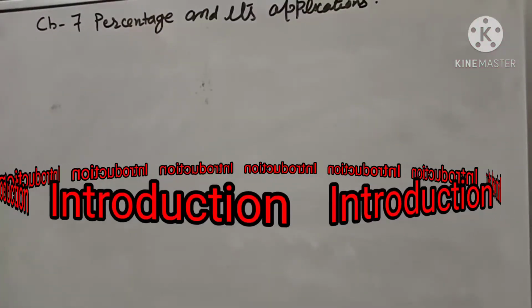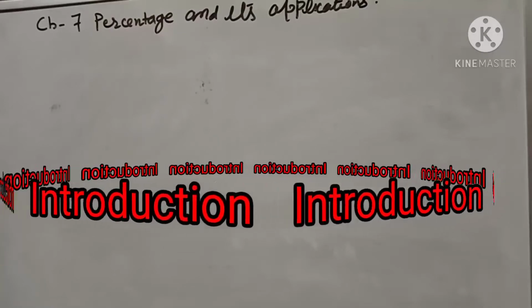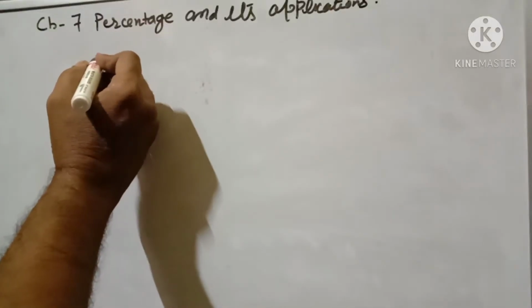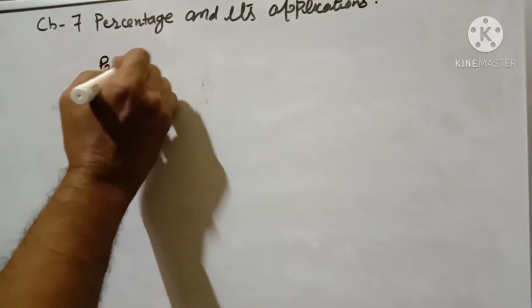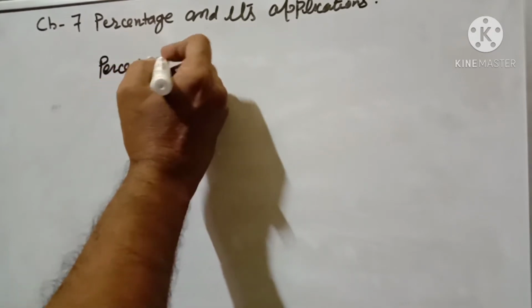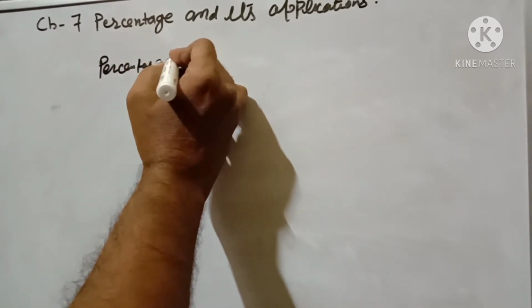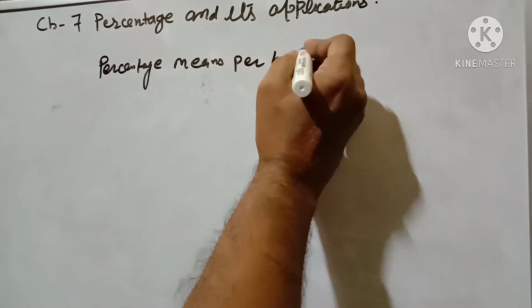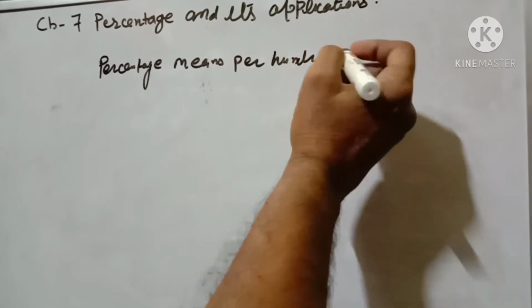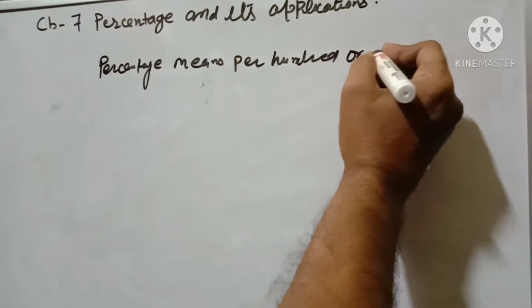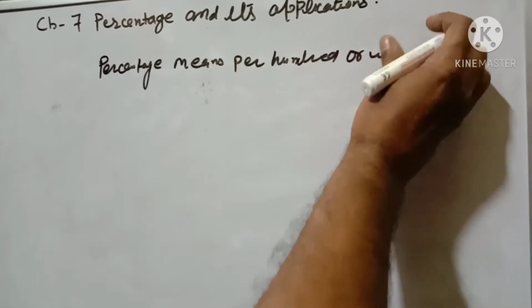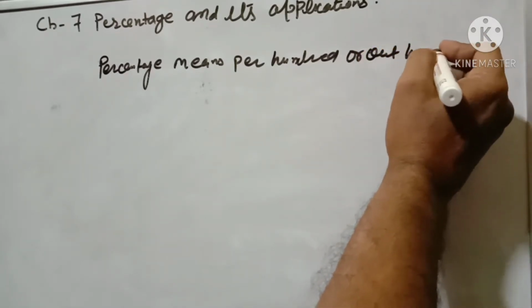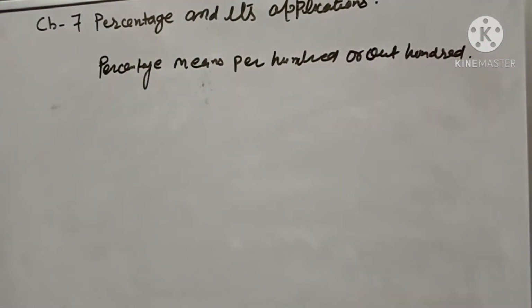We are going to study chapter 7, percentage and its application. Percentage means per 100. Per 100 means out of 100.